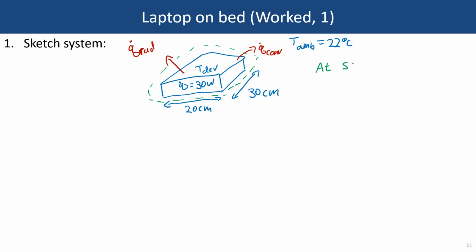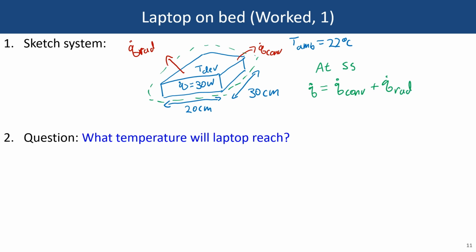we would conclude that our energy balance is that this Q dot of 30 watts has to equal the convection heat from the laptop to the room plus the radiation heat transfer rate from the laptop to the room. So ultimately our question is, what temperature will the laptop reach, or what is the device temperature T dev, such that the equation here will work. In other words, as T dev increases above the room temperature, there's going to be more convection and more radiation, and there's going to be some value that causes the sum of those two to equal the total heat being generated by the laptop.